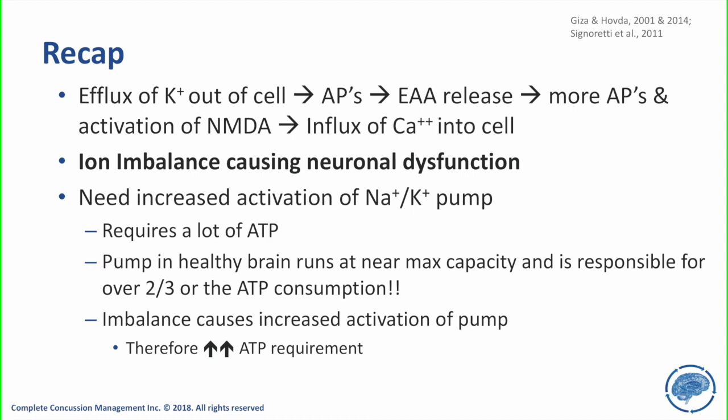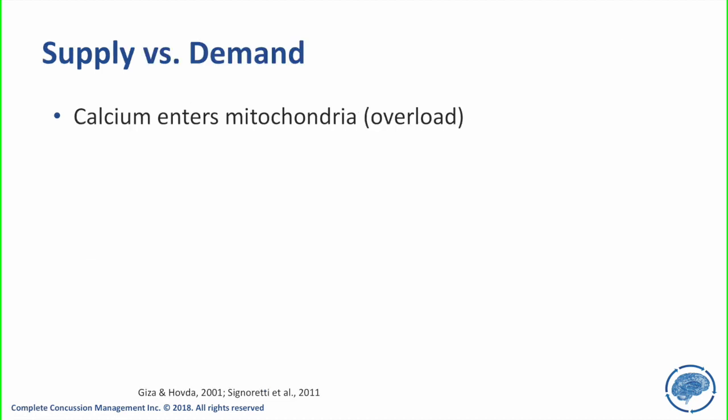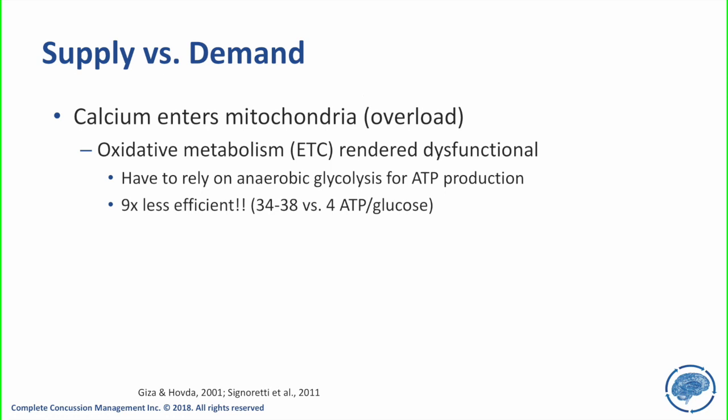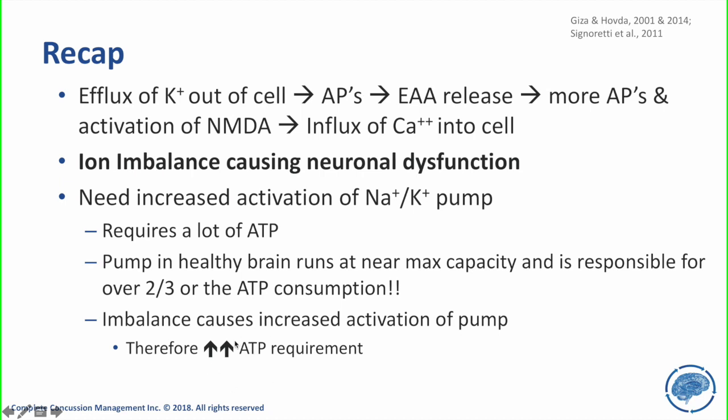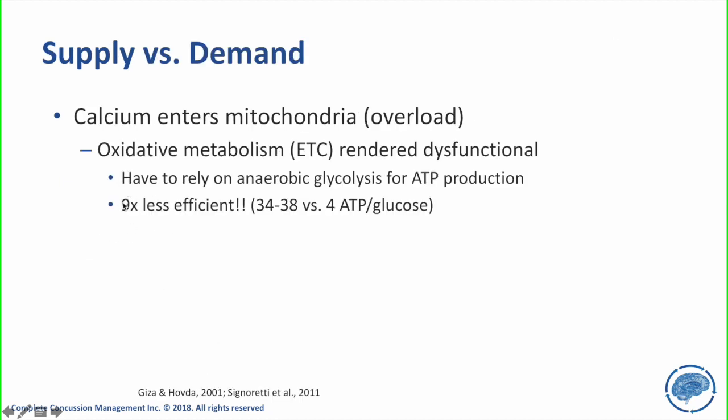So energy. Calcium then has gotten into our mitochondria because it has a high affinity for mitochondria, and this is where the problems really start. Because calcium gets into the mitochondria, it renders our oxidative metabolism basically dysfunctional. So now we have to rely on anaerobic means for our ATP production. That is actually 9 times less efficient than our oxidative metabolism. So now we require a lot more ATP, however, we're making 9 times less.